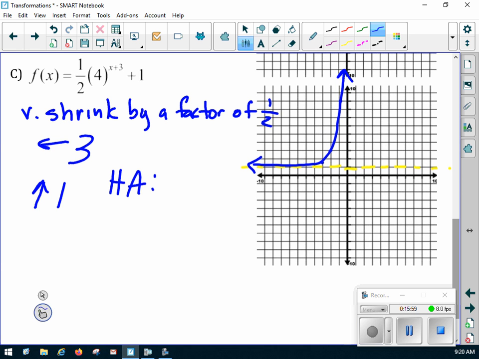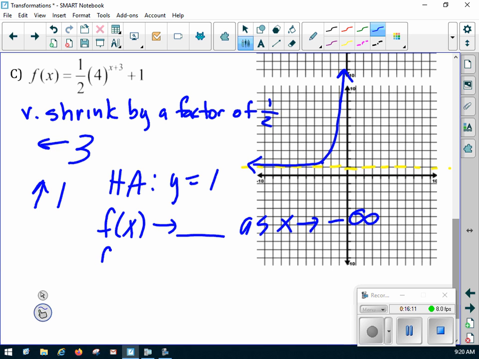What's your horizontal asymptote? Y equals 1. Good. Now let's do your end behavior. Okay. I don't want words coming out of your face. I want stuff coming out of your pencil. Okay? Come on. I'm thinking this looks like probably 1 to 2 negative infinities. As x approaches negative infinity.